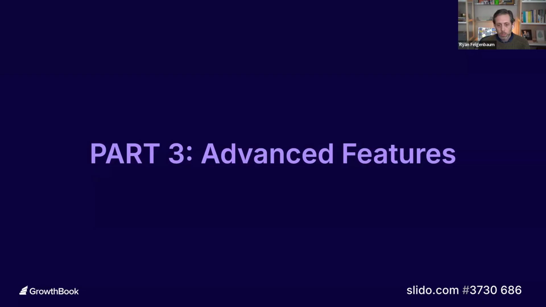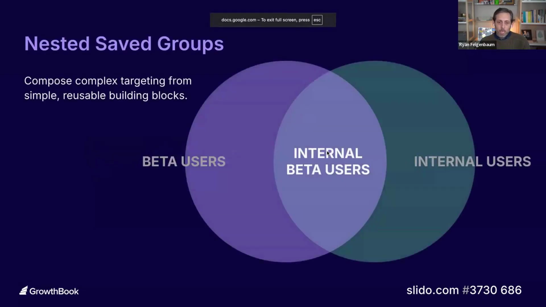So let's get right into that. Let me come over to my slideshow here. One of the new things that we introduced, which is pretty cool, is nested saved groups. If you're not familiar, we have this concept of saved groups, which allows you to make dynamic or static targeting rules. Like the example here, you could define a saved group that is beta users, and then use it in any kind of feature flag targeting or experiment targeting.